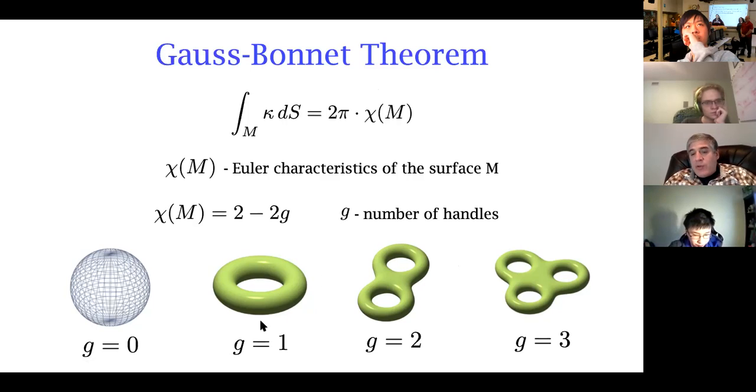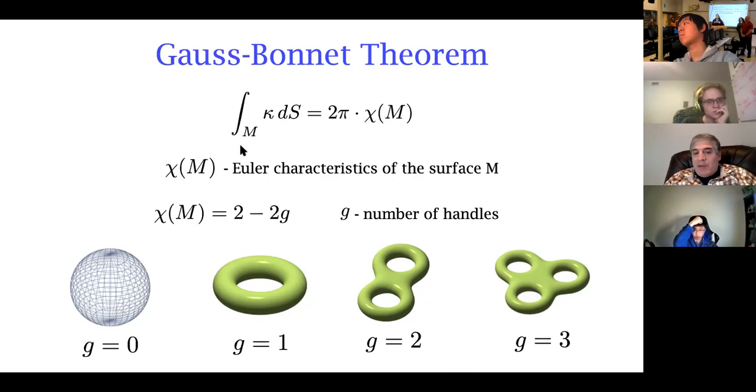If you get the torus, so a bagel, then g equals 1, chi equals 0, and you get 0 if you integrate. And indeed, you can see on the torus that curvature is positive here, but negative here. But the result is that on average, if you integrate it, you will get 0 identically. And if you have g equals 2 holes, then you will have minus 2 here, and the integral will be minus 4 pi, which means that on this surface, the curvature is mostly negative. Okay? And so on and so forth.